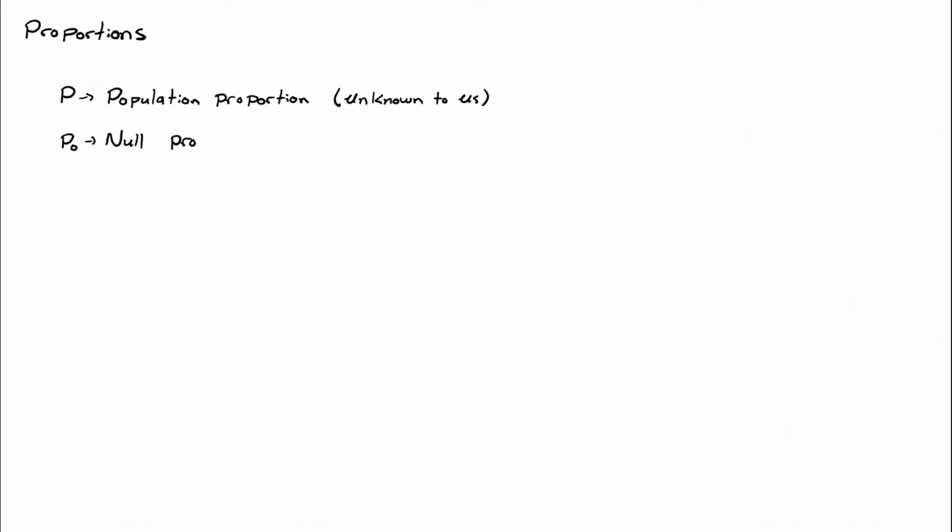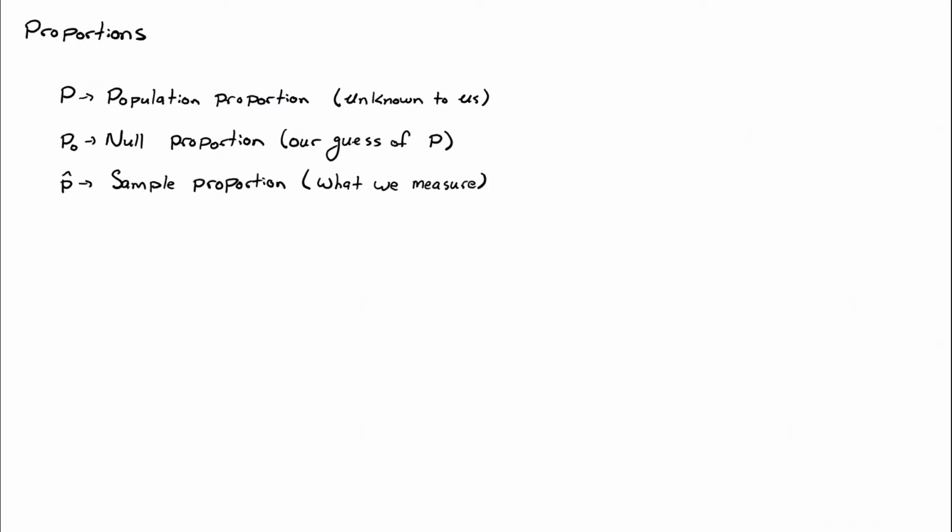p0 will be used for the null proportion, our guess of p. p hat is the sample proportion. This is what we measure. Finally, the p-value is the area under the curve. You might want to write these down and keep a little list handy.